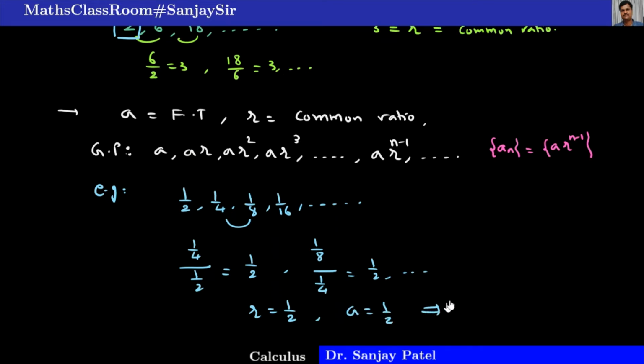So the nth term formula is given by an is equal to a into r raised to n minus 1. Using this, a is 1 by 2 into r raised to n minus 1, that is 1 by 2 raised to n minus 1. So this gives you an is equal to 1 by 2 raised to n. Okay, so this is the general term of this sequence. So I can also write this as 1 upon 2 raised to n. This is the nth term or general term of this geometric sequence.